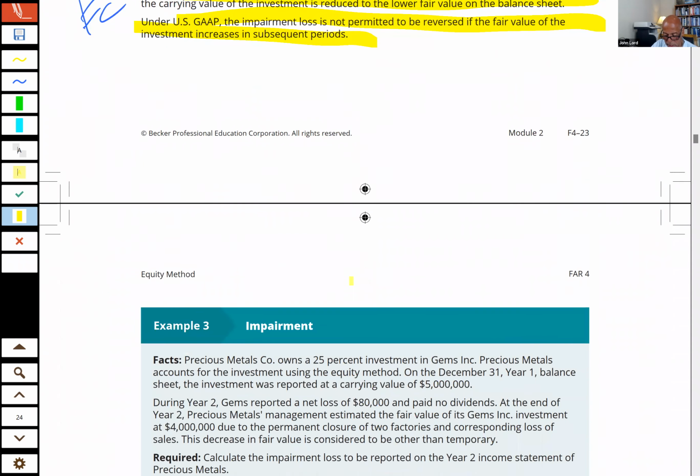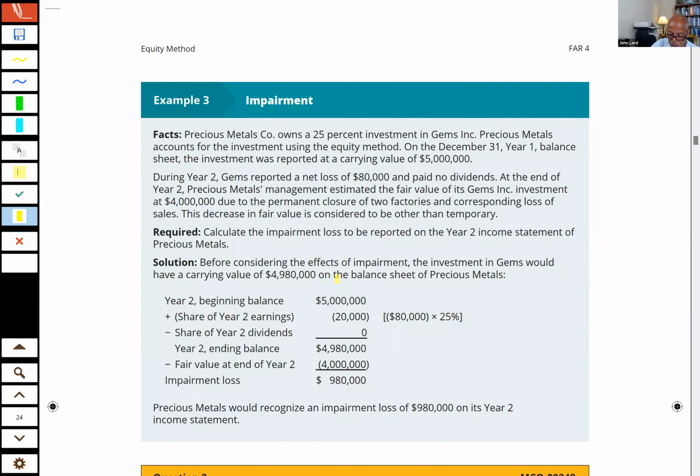So let's just look at this, and this is worth looking at. Okay, we have this precious metals company, and we acquired 25%, and the investment was being recorded at a carrying value of 5 million. GEMS reported a net loss of 80, paid no dividends, and we estimate that the investment had a value of 4 million due to a permanent closure, etc.